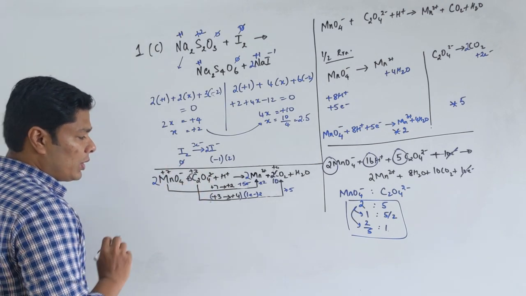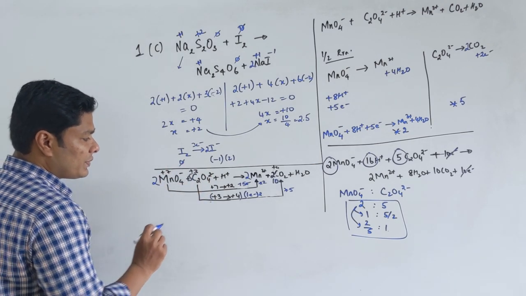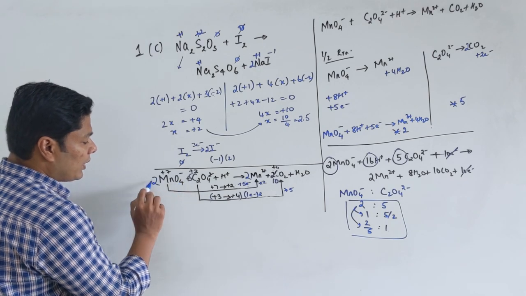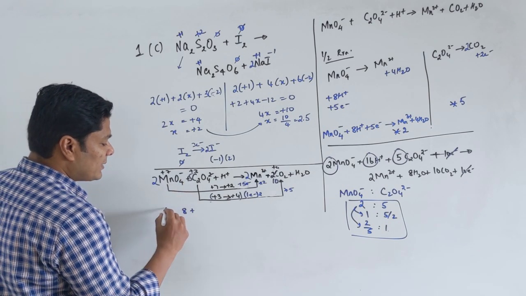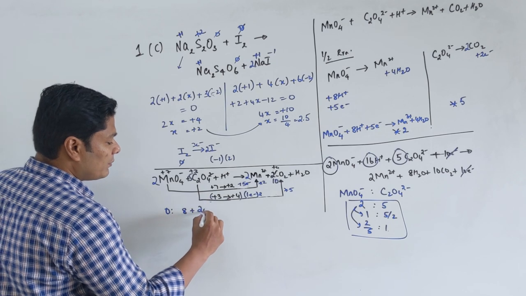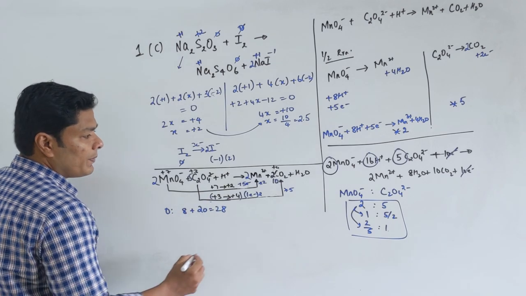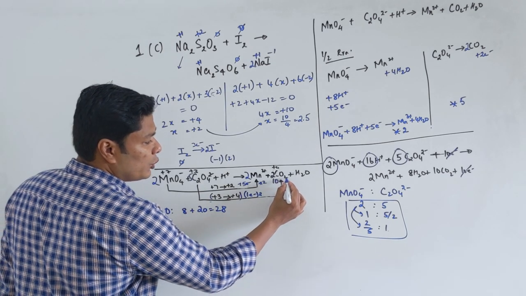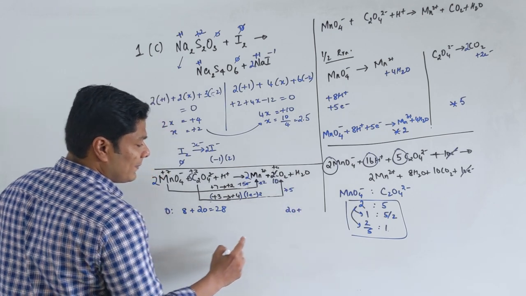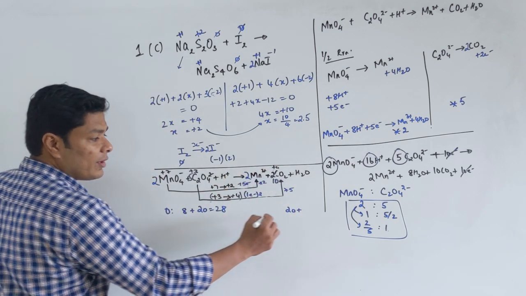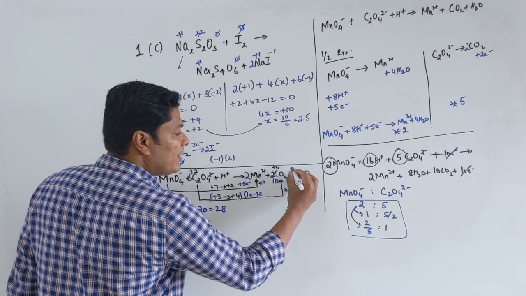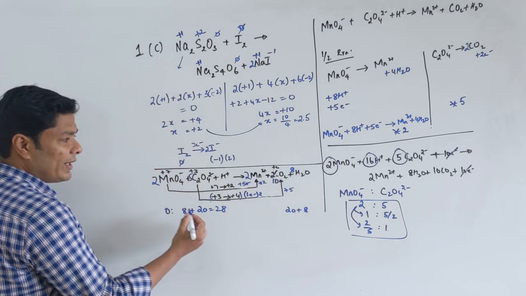Okay, now I got everything I wanted, except I have to balance my oxygens. 4 times 2 is 8 oxygen plus 20 oxygen is 28 oxygens. Here I have 5, 10 times 2 is 20 oxygen, plus one other. I need 28, so I have to multiply by 8. So I have to put an 8 here. That makes it 28 oxygens, 28 oxygens.